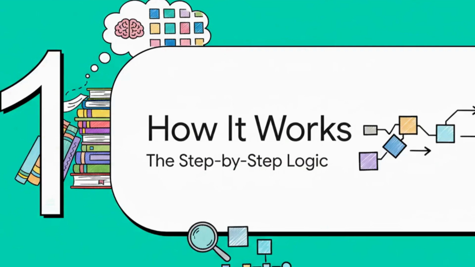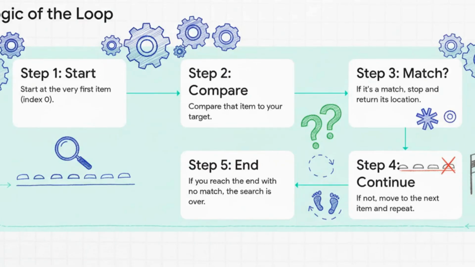So, how does this whole bookshelf idea translate into actual logic a computer can follow? Let's break down the step-by-step mechanics. The logic is really just a simple loop that perfectly mirrors our bookshelf search. You start at the very first item, compare it to what you're looking for, and if it's a match, awesome, you're done. If not, you just move to the next item in line and do it all over again, repeating the process until you either find what you're looking for or you run out of items.